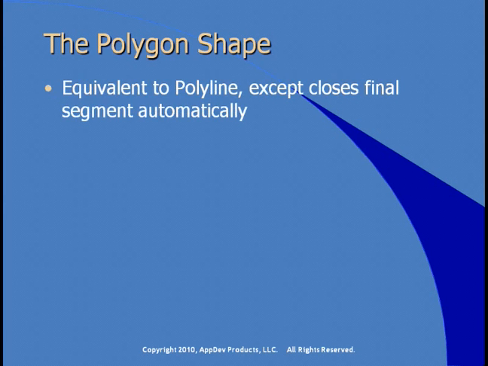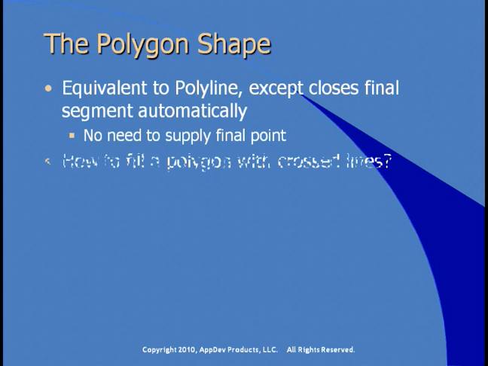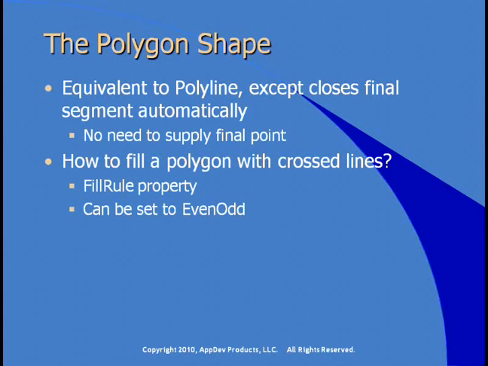The polygon shape is equivalent to the polyline for all intents and purposes, except it automatically closes the final segment for you. There's no need to supply that final point, and really that's the only difference. If you're going to create a polygon, though, you're most likely going to want to fill it. It's obvious how to fill a polygon without crossed lines, but the question is, how do you fill a polygon that has crossed lines? And in that case, you'll need to study the fill rule property. And this can either be set to even odd or non-zero.